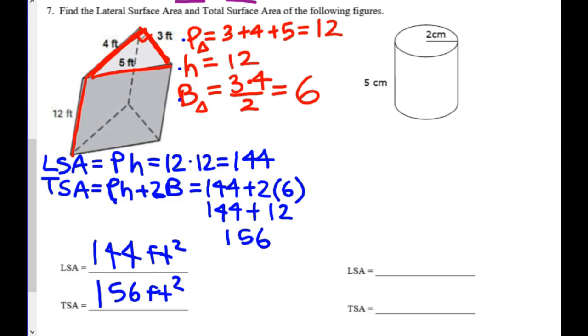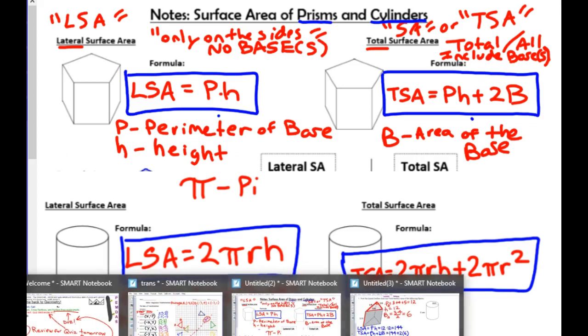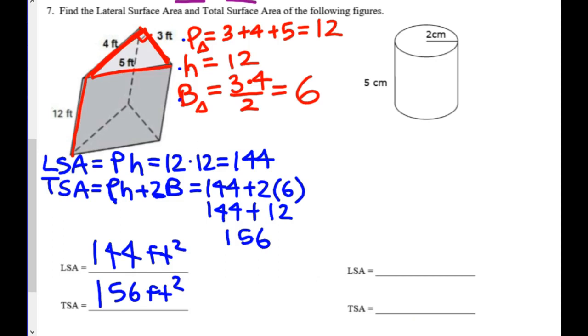All right, so let's try cylinders, okay? Let's take a quick look at the notes again. For cylinders down here, lateral surface area is 2 pi RH. And then for total surface area, 2 pi RH plus 2 pi R squared. All right, so what I need is R and H. Do I know R? I do, it's 2. Do I know H of the whole thing? I do, it's 5.